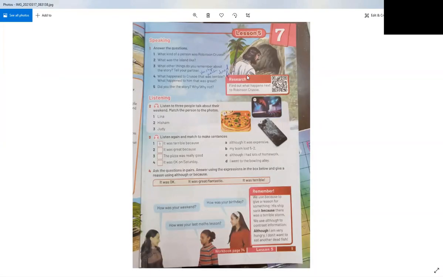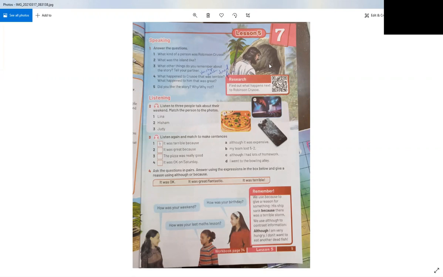Now we have some extra questions about the story of Robinson Crusoe. What kind of person was Robinson Crusoe? Of course, he was an adventurer. He was an adventurous person. Number 2, what was the island like? The island is something in the middle of the sea. It's surrounded by water, and there was no one on this island except Robinson Crusoe.